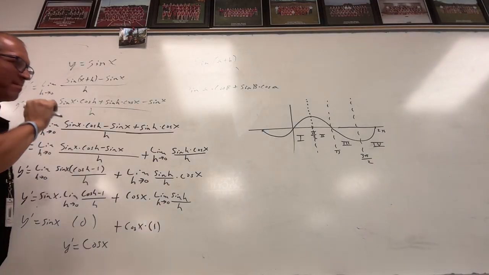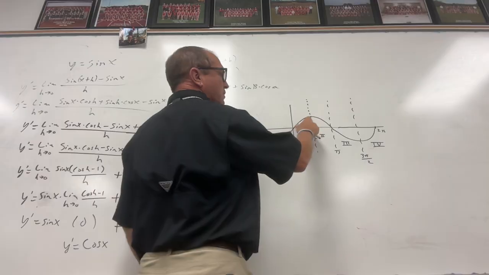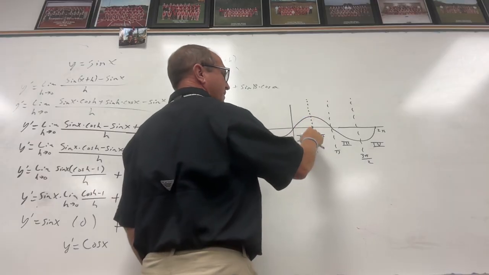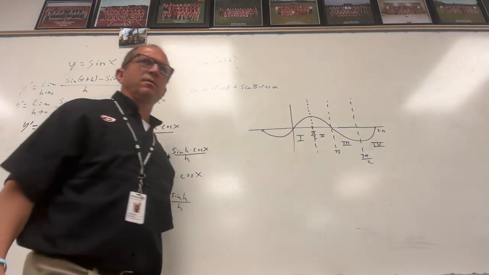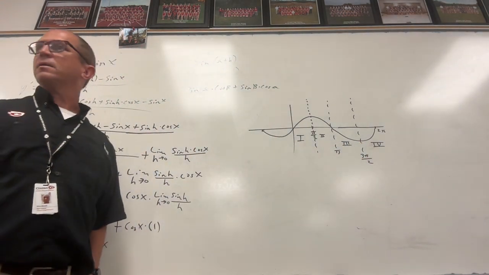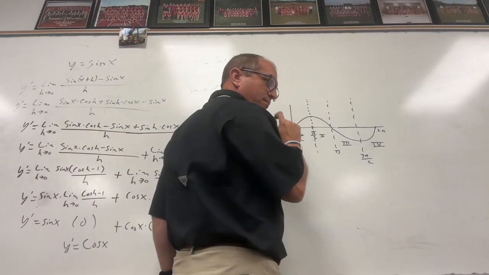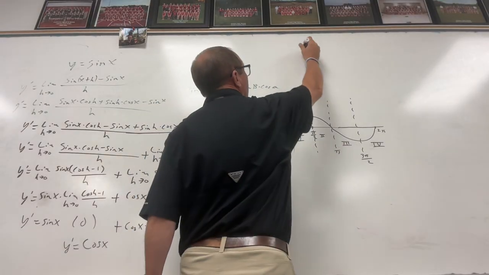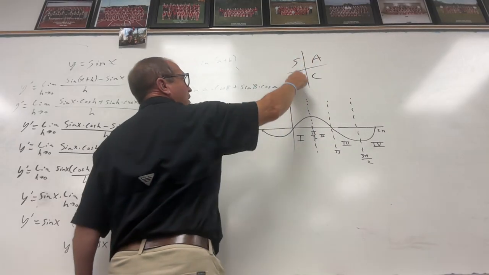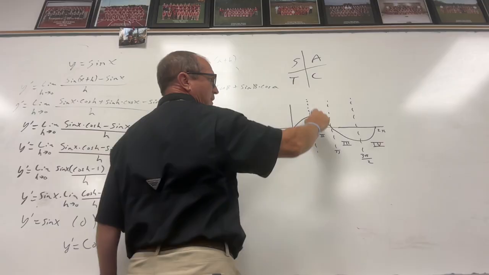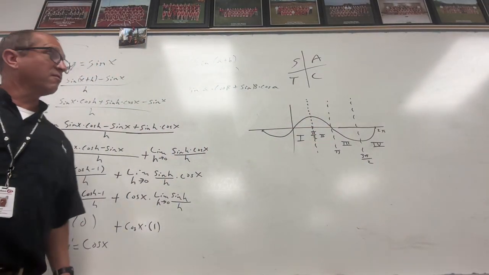Now, what do we notice about the slope of sine from pi over 2 down to 3 pi over 2? It's negative, right? Well, what is cosine in the second and third quadrant? Negative, yeah. Remember, these two quadrants, quadrant 2 and quadrant 3, is where cosine's negative. Slope of sine in those quadrants, negative.